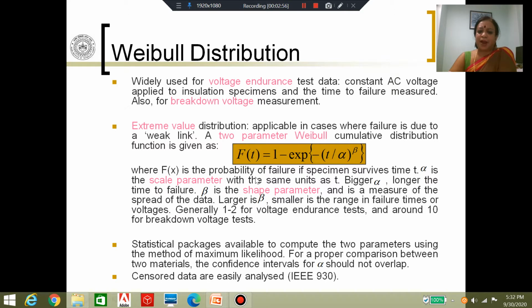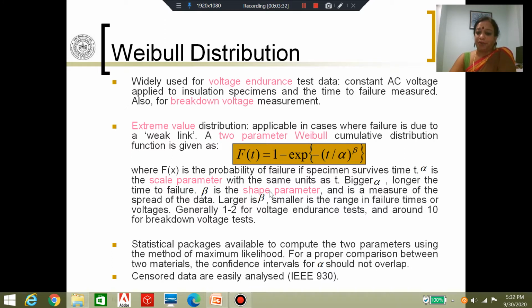Alpha is the scale parameter with the same units as t. So t by alpha is a unitless quantity. Bigger the alpha, longer is the time to failure. So alpha is a kind of measure of the peak magnitude of your Weibull statistics. It tells you how high the breakdown voltage is, what is the magnitude of the voltage, the mean value, or the time. So the scale parameter is equivalent to the mean in the normal distribution.